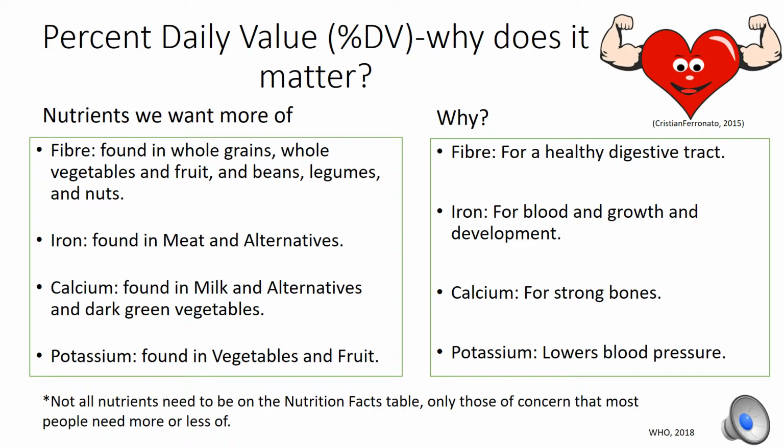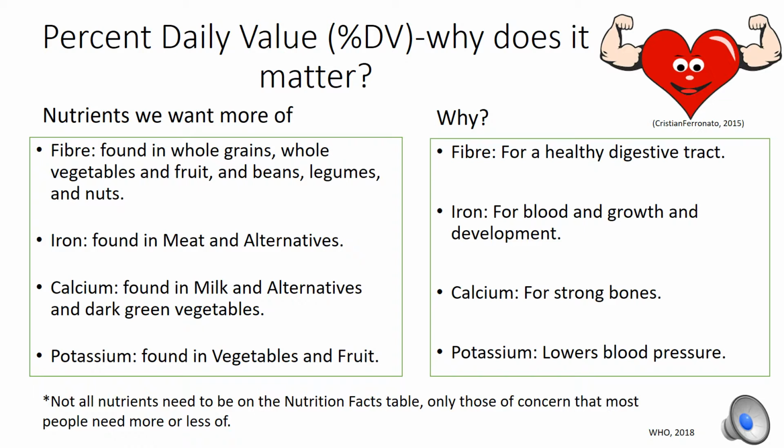So the % daily value, why does it matter? Not all nutrients need to be on the nutrition facts table, only those of concern that most people need more or less of. So the nutrients we want more of include fiber, which is found in whole grains, whole vegetables and fruit, and beans, legumes, and nuts. Fiber is important for a healthy digestive tract.